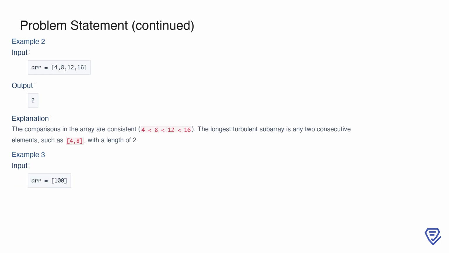Now, take a look at another example. Here, the input array is ARR equals 4 8 12 16. The output for this case is 2. The reason is that the comparisons throughout this array are consistent, meaning they do not alternate. Specifically, 4 8, 8 12, and 12 16. Since there are no alternating signs, the longest turbulent subarray consists of any two consecutive elements, such as 4 and 8. Therefore, the length of the longest turbulent subarray is 2.